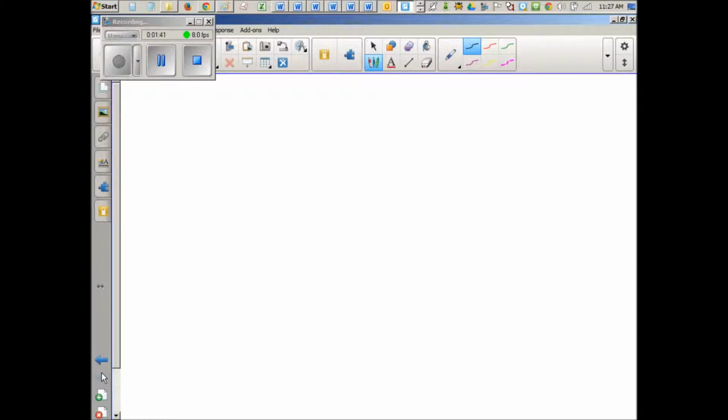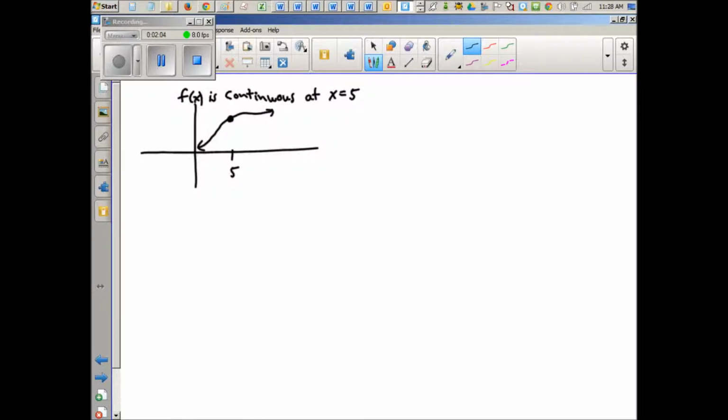So let's talk first about continuity. What does it mean to not lift your pen? Okay? So I'm going to draw a picture of a graph that's continuous at 5. This is continuous. F of x is continuous at x equals 5. It looks like it might even be continuous at all real numbers. And then I'm going to draw 3 pictures where f is not continuous at 5. Okay? So f of x is not continuous at x equals 5.